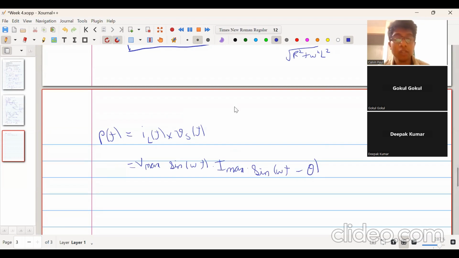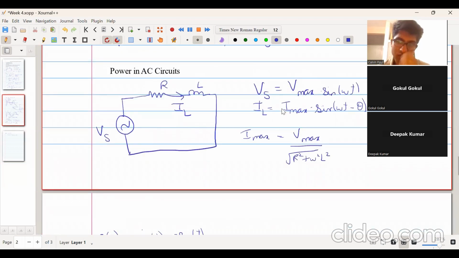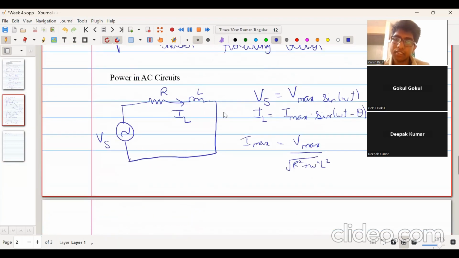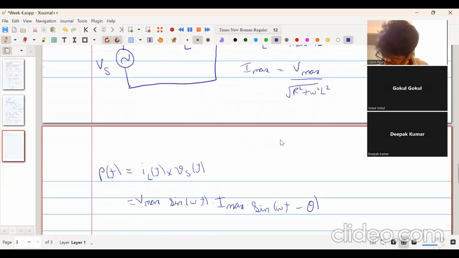Now, one more thing to keep in mind is in most practical circuits, like your normal house appliances like fans or fridge or various appliances, it is mostly inductive. So rarely you will find a circuit which is capacitive in nature. So that's why we have considered in our analysis an RL circuit. So the current is lagging by an angle theta.